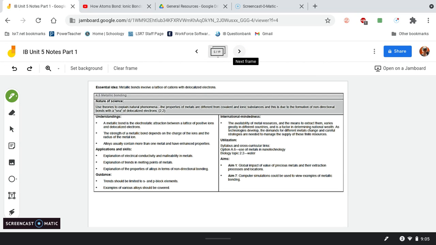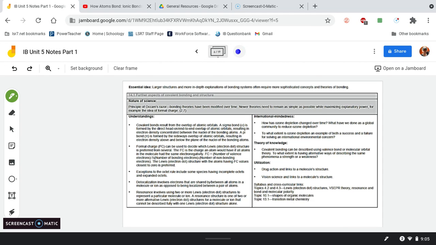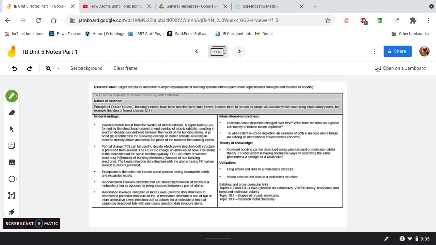And then metallic bonding. I know we didn't talk about this last year. It's just another type of bonding. If you think about the bonding unit, it's going to be covering covalent, ionic, and metallic bonding, and then looking at each of them a little bit more in depth. And this last one just says further aspects of bonding.